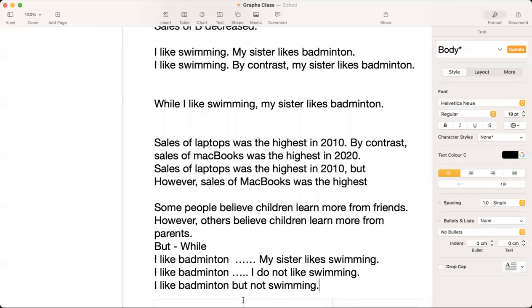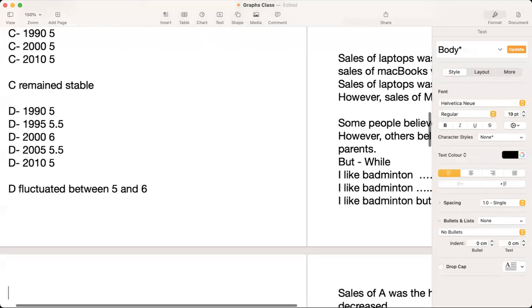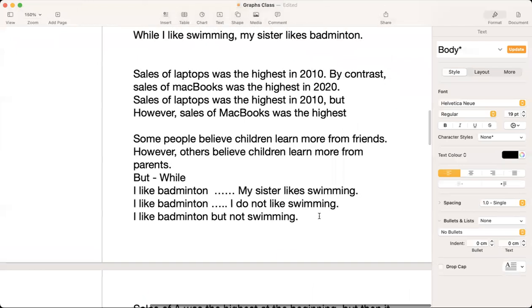I'm not making a comparison with someone else. If I wanted to make a comparison with my sister, I would have used the word while. So I like badminton while my sister likes swimming. Is the difference between while and but clear? Yes, sir. So while does a comparison with a different thing, a different subject, but but makes a comparison with the same subject. That's it. When you're comparing with the same subject. Is it clear? Yes, sir.